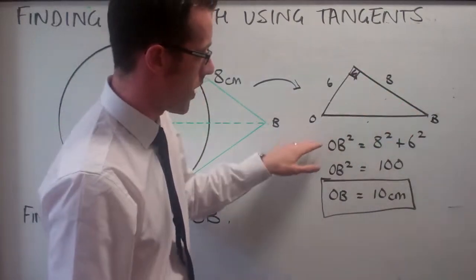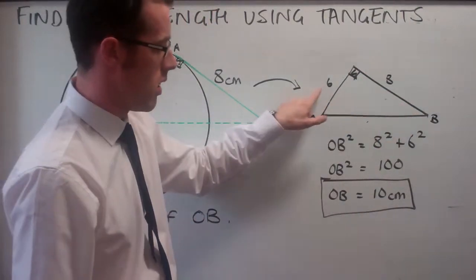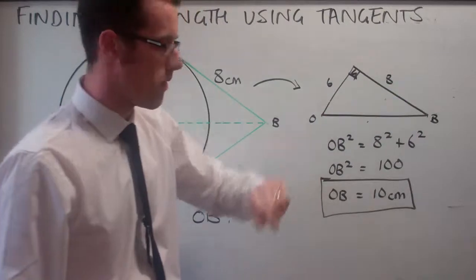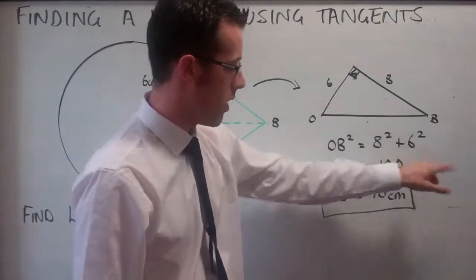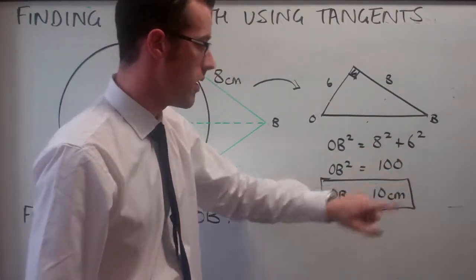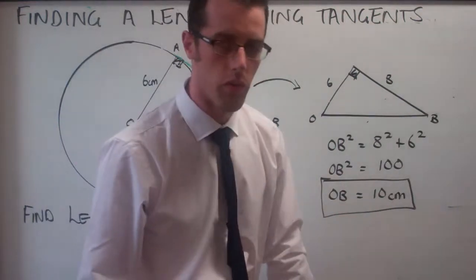I'm now going to use Pythagoras' theorem. I've got the hypotenuse. Other sides are 6 and 8. That's one of the Pythagorean triples. So if I work that out, 8 squared plus 6 squared is 100. And then the square root of that is 10.